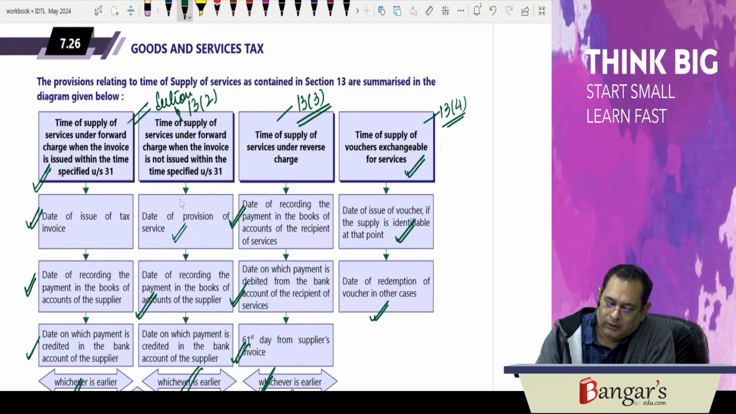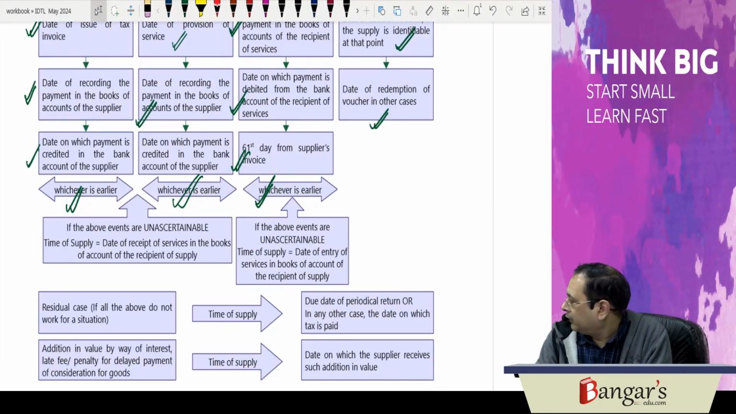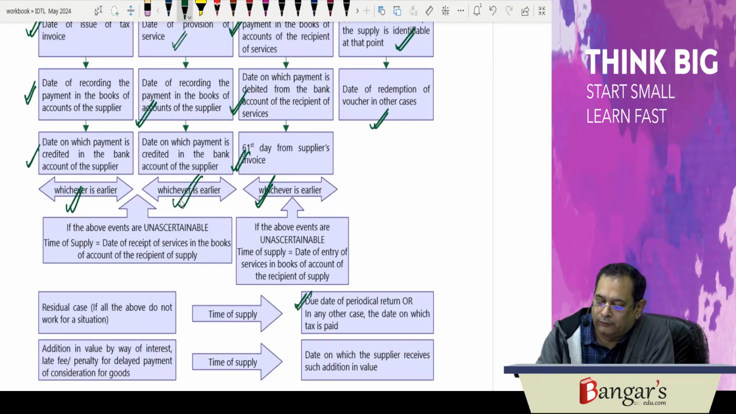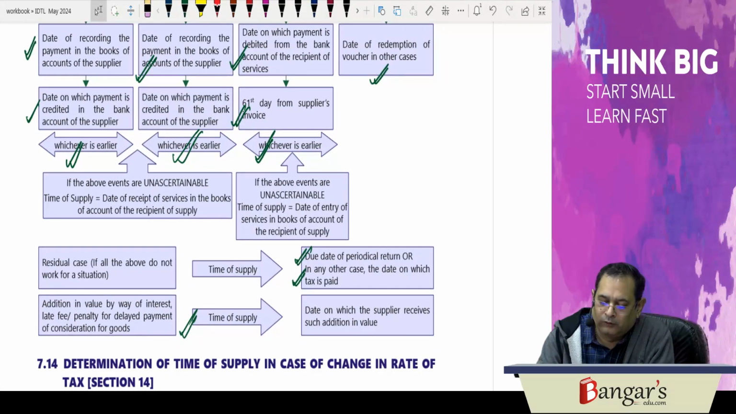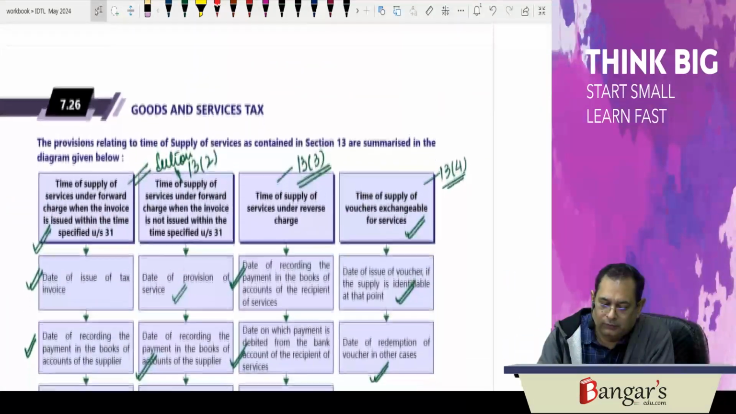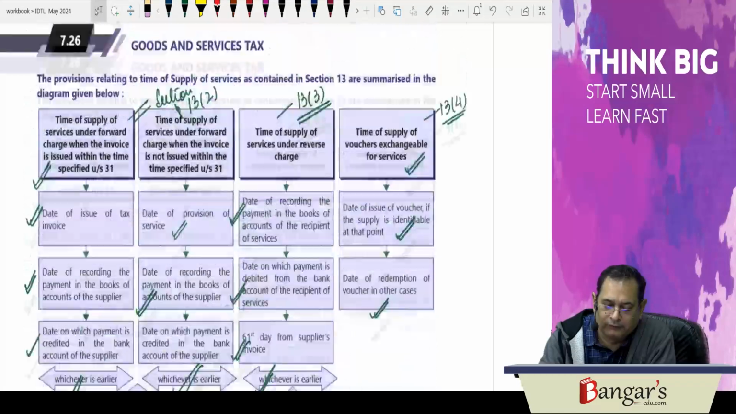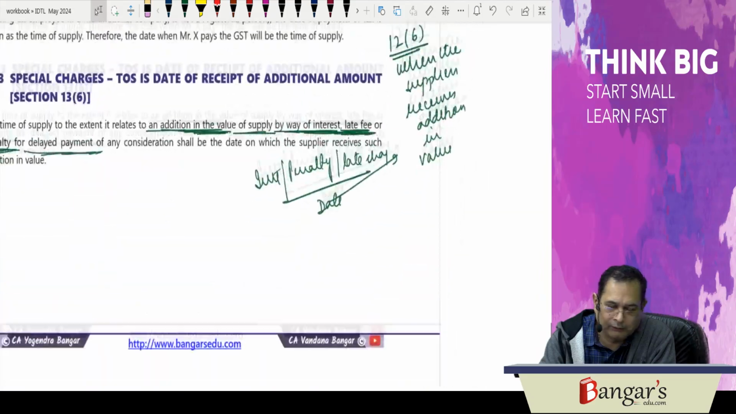Then in residual cases, what will be the time of supply? The due date of furnishing of periodical return. In any other case, the date on which tax is paid. And if the supplier receives addition in value, the time of supply is the date on which the supplier so receives such addition in value. So here we have discussed the determination of time of supply in respect of services. We will now discuss the remaining practical questions.